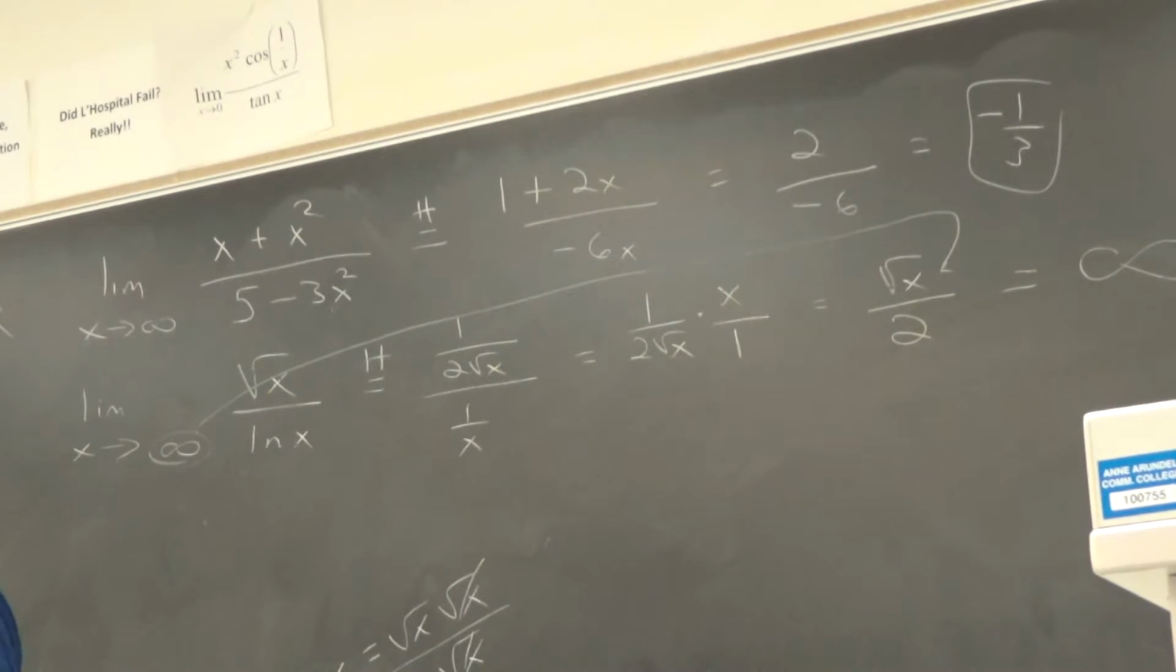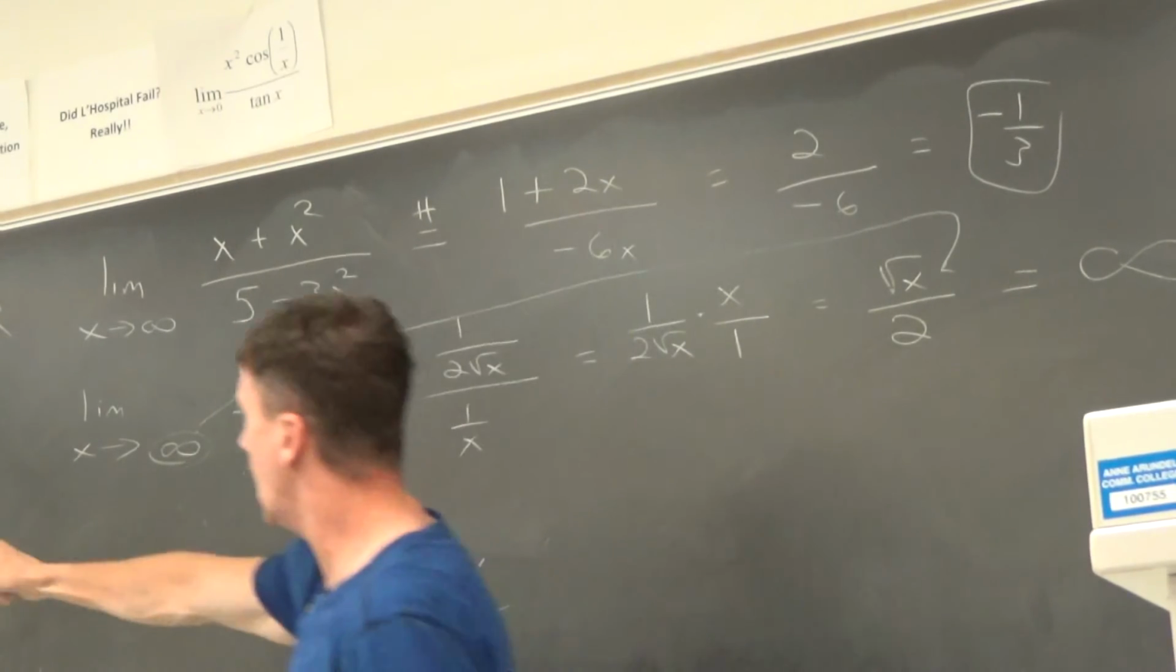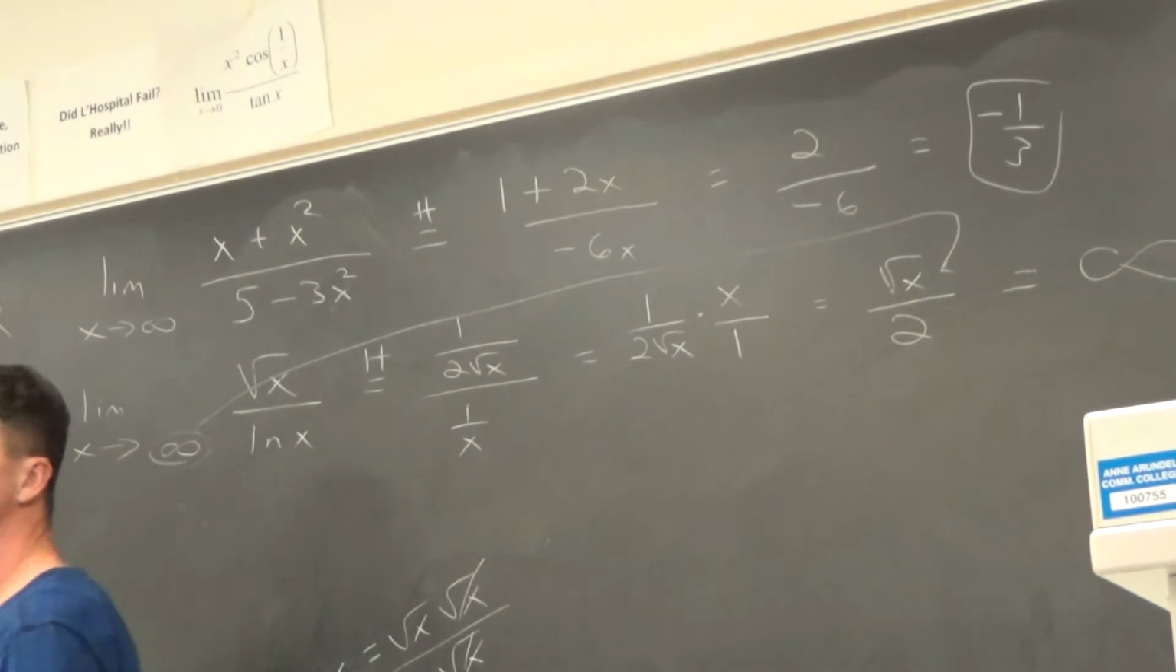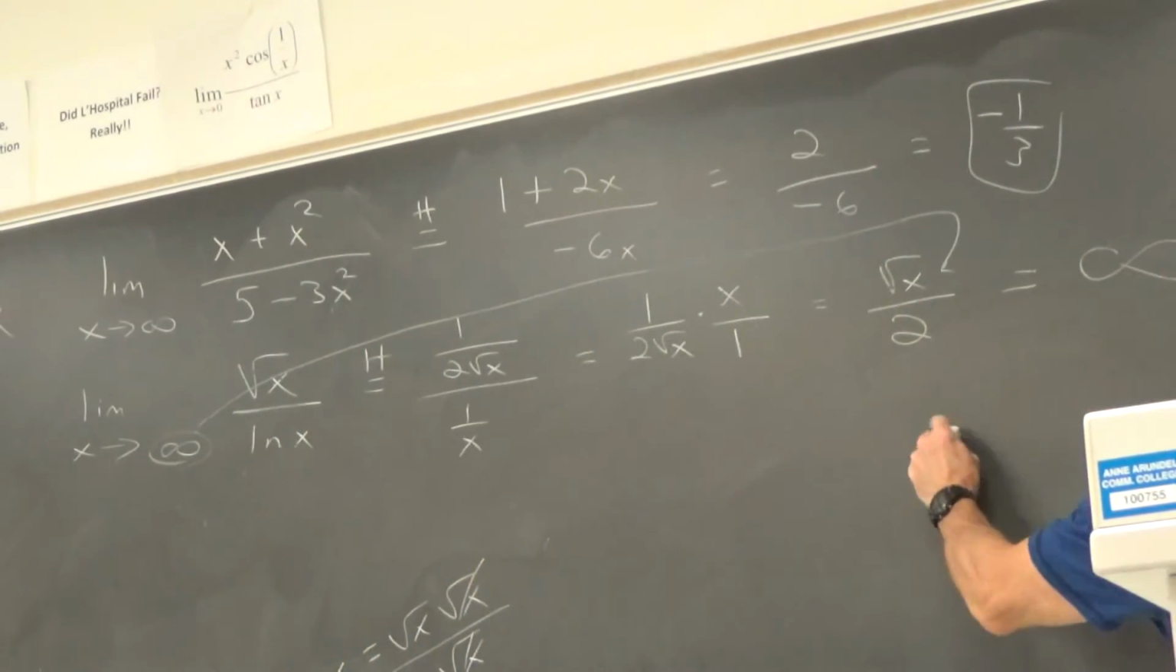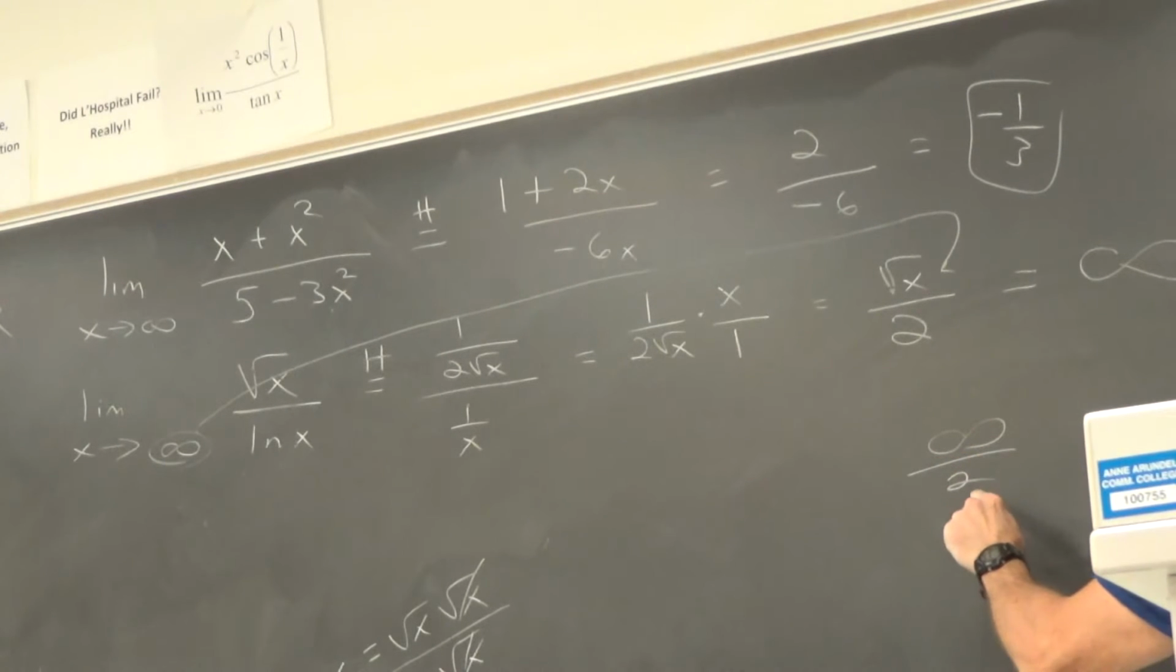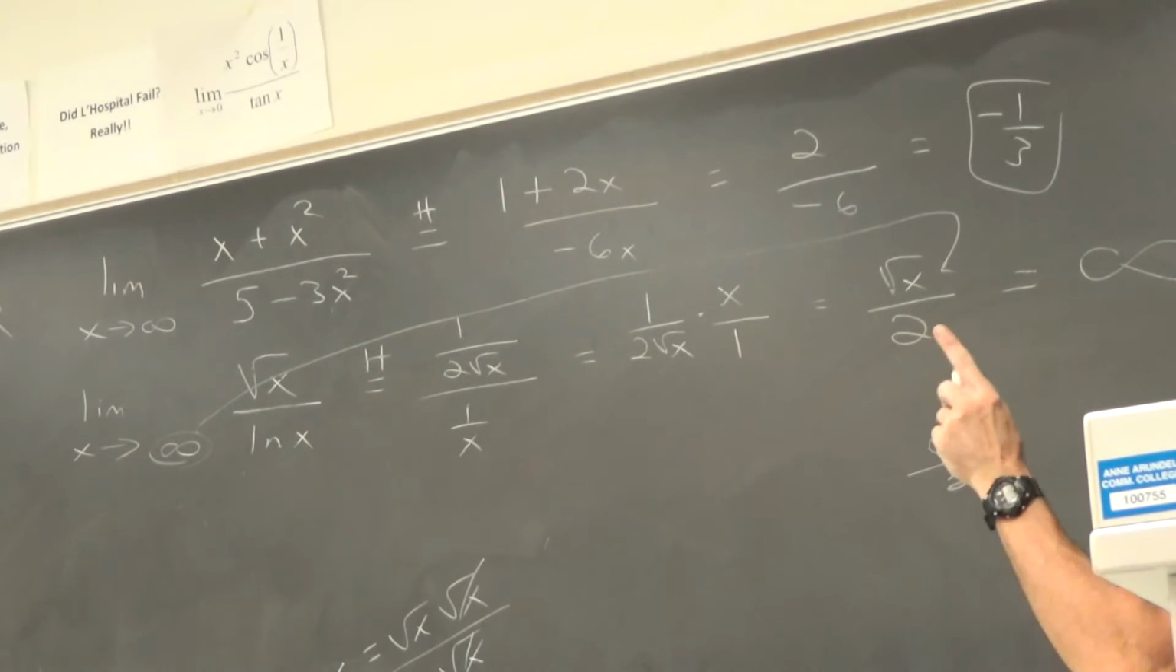I don't get why you don't have to do it again, because if you plug infinity in, it is still repeating infinity. I love it. It may look like it, but look what you get. You get infinity over 2, so it's just infinity. There you go. So we should talk about this.